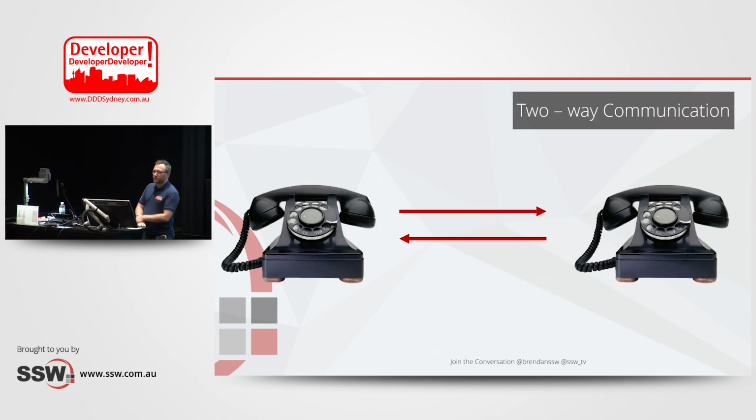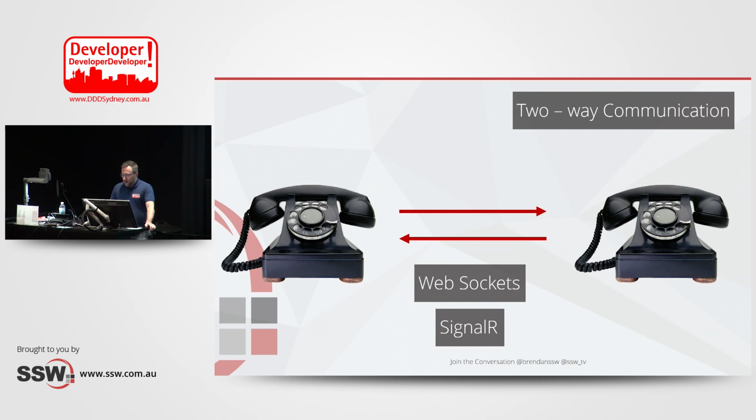A telephone is genuine two-way communication. The two sides in that communication are equal. One side can talk to the other side, and the other side can talk to the first side. So full duplex communication. And the technologies that make this possible are WebSockets, and then on top of WebSockets, SignalR. So I'm going to run through some stuff with SignalR pretty soon.